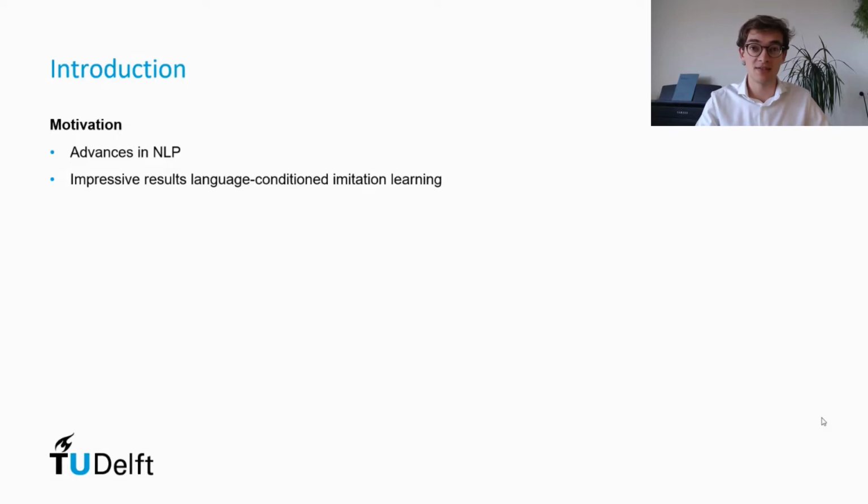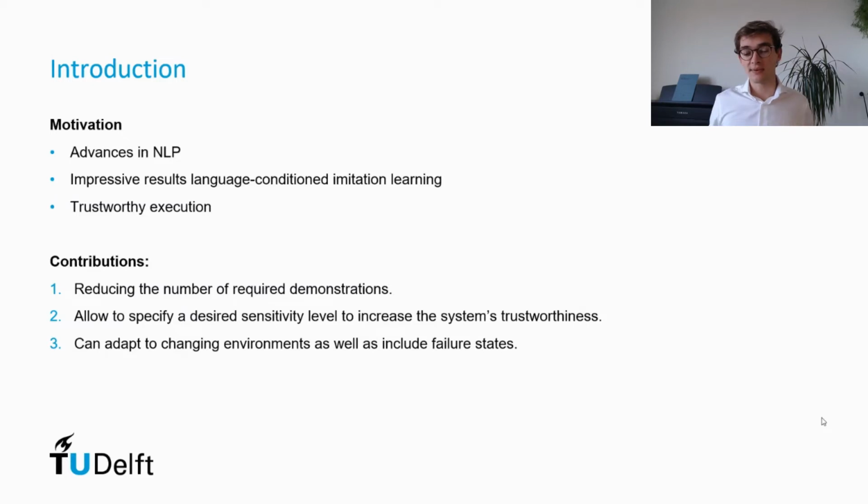Recently, we've seen amazing advances in natural language processing, and these have also found their way to language-conditioned imitation learning methods. However, they often lack trustworthiness, and especially in the case of language commands, this can be a problem since language can be ambiguous. Therefore, we would like to identify ambiguities and train these methods in an interactive fashion. In this way, we can reduce the number of required demonstrations, improve the system's trustworthiness, and we can adapt to changing environments and learn how to recover from failure states.